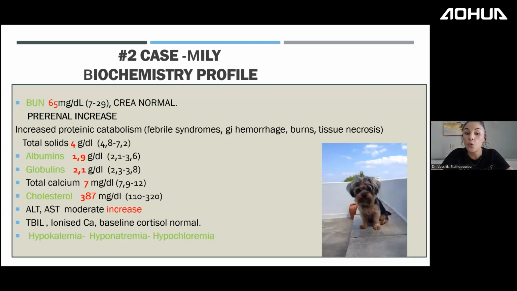Total calcium low. Okay, I want to highlight something here. Is the total calcium really low, or do we have to do something else to reveal what the total calcium concentration is? I will show you. The cholesterol was elevated. ALT and AST had a moderate increase, which was due to liver hypoxia. The rest normal: baseline cortisol normal, the ionized calcium normal, and of course, due to the chronicity of the vomiting, we had hypokalemia, hyponatremia, and hypochloremia, which is the normal pattern of chronic vomiting patients.